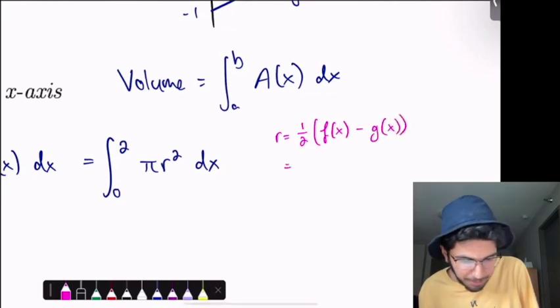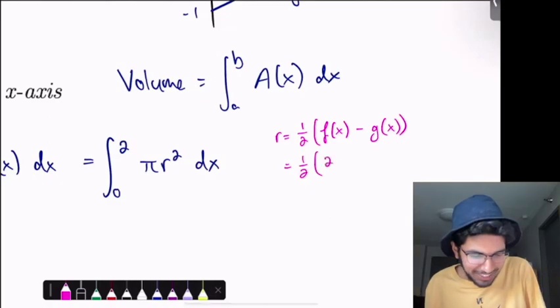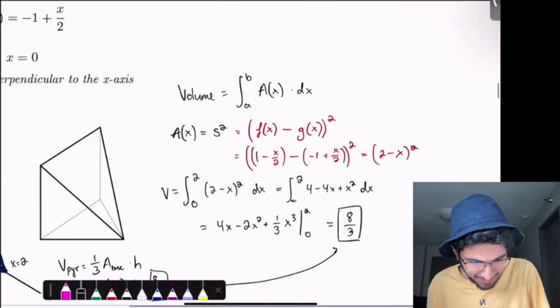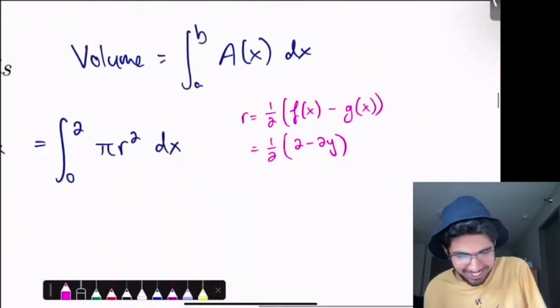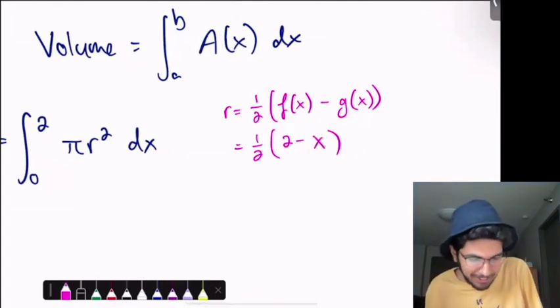If we remember from before, f of x minus g of x was 2 minus 2y. Okay, I don't remember. I have to double check now. Oh, sorry, it was 2 minus x. All right, I'm not on my game today. Yeah, of course it wouldn't be y. Okay, and this would be 1 minus x over 2.